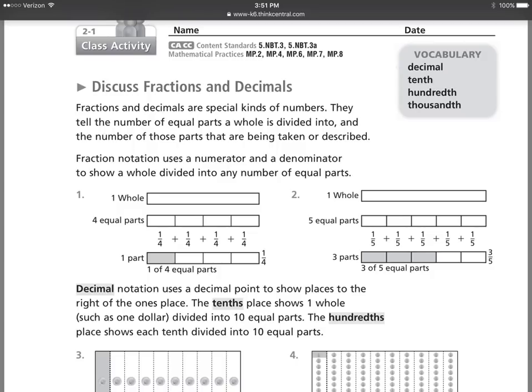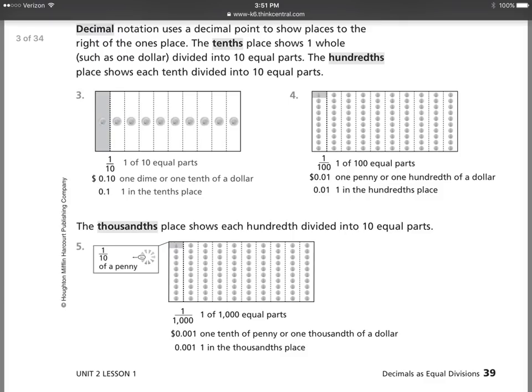This is how we show parts of a whole when we have less than a whole to show. We'll use sometimes fractions to show parts of that. We're familiar with that. And now we're going to move on to how we use decimals to show the exact same thing. Read along with me as I read the top part.